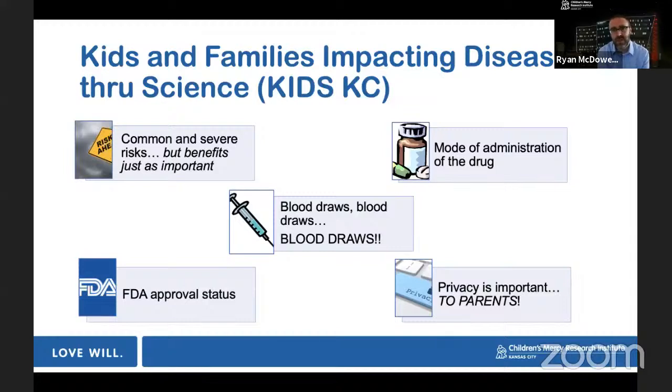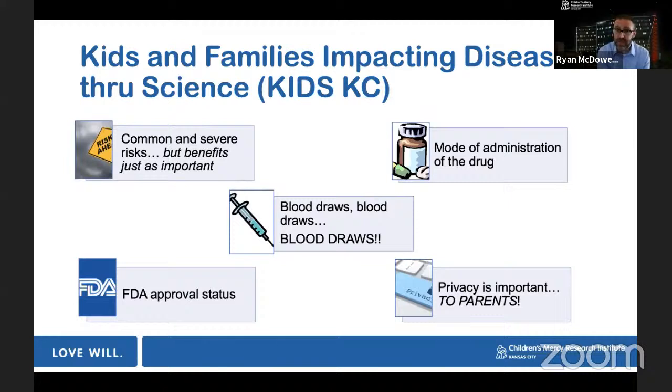They wanted to know the mode of administration of the drug, because we were typically talking with them about clinical trials. Is it a pill? Is it an IV suspension or something? They wanted to know that kind of information. The FDA approval status was really important to them. It almost seemed like a badge of honor at times. Are they participating in a study that had an investigational drug versus an approved drug? They were really interested in that FDA approval status.